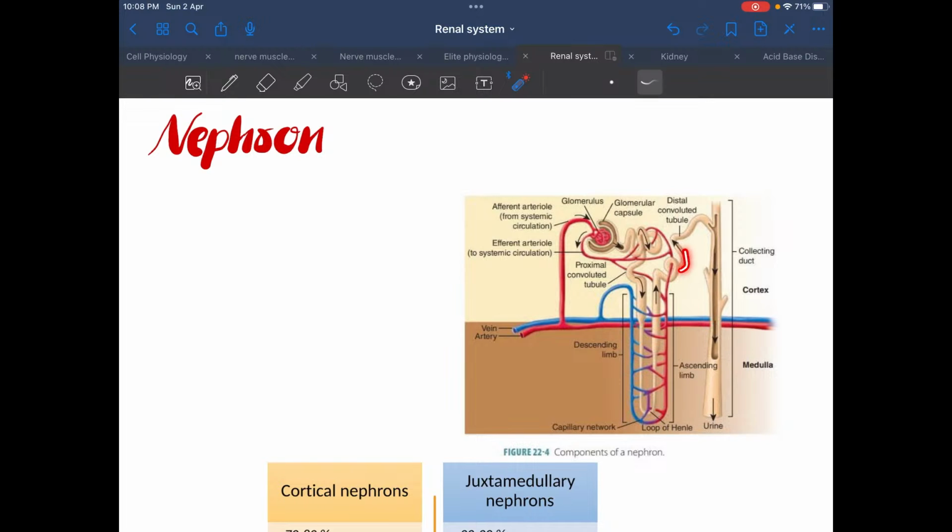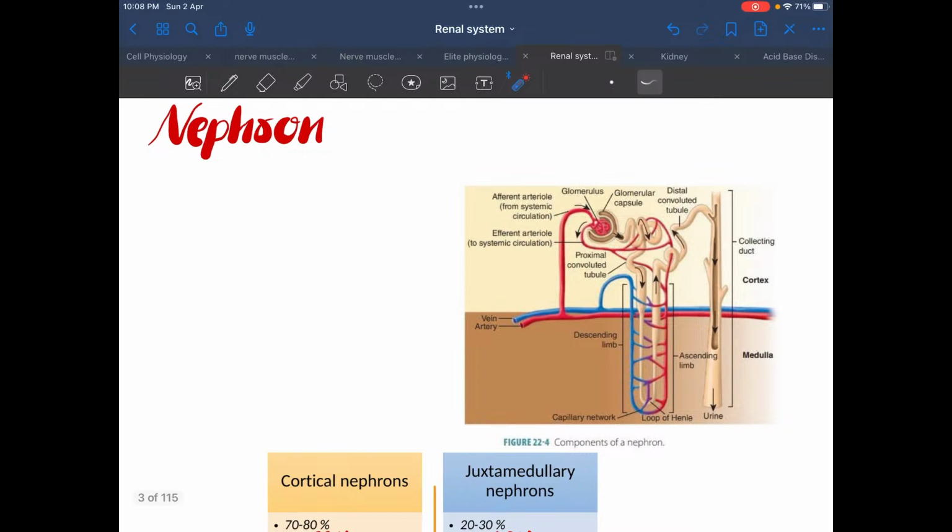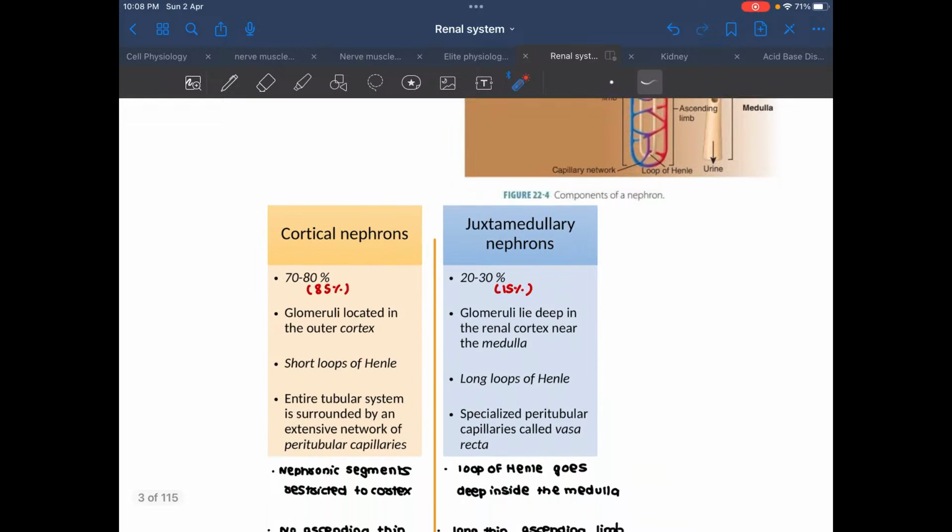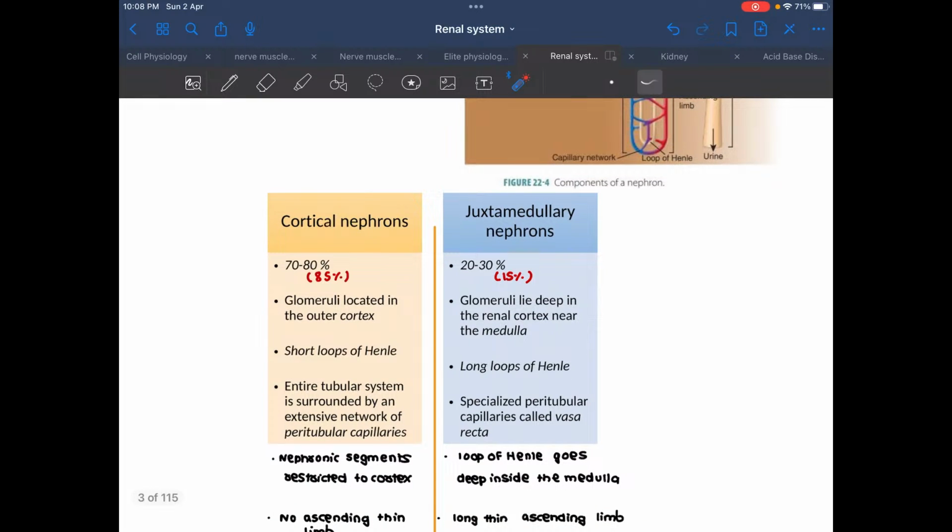Then we have the distal convoluted tubule, which empties itself into the collecting duct. So we have different DCTs entering into the collecting duct, and then ultimately the collecting duct opens into the renal pyramids, and ultimately into the calyces. So this is the basic structure of a nephron. Very importantly, we have two stark types of nephrons with different functions: cortical nephrons and juxtamedullary nephrons. So let's go over the differences between them and let's see them in a diagrammatic manner later on.